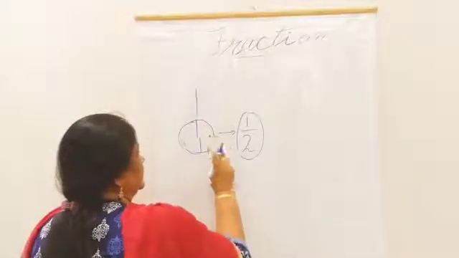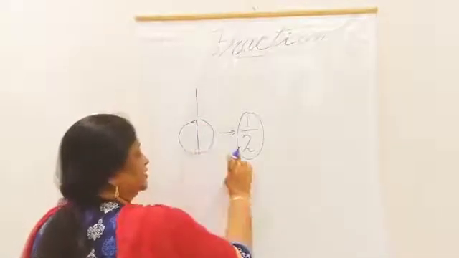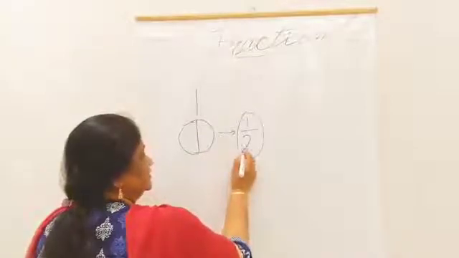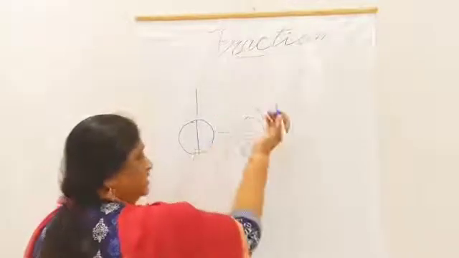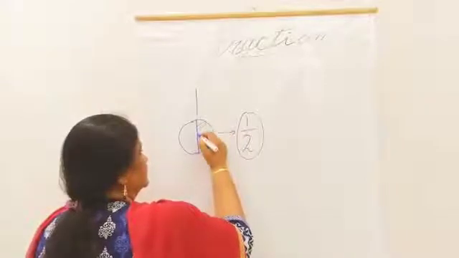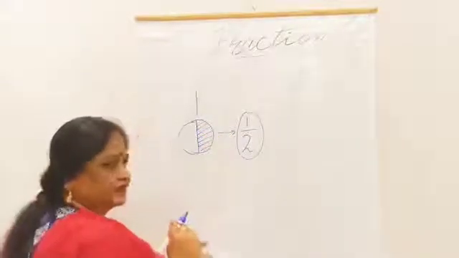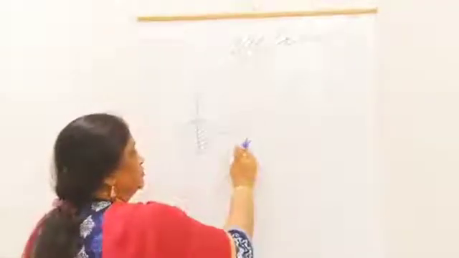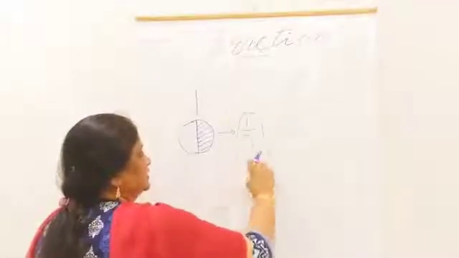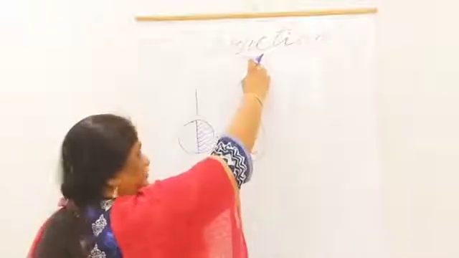So how many parts have I made? Two parts. These two parts are represented here. And how many parts have I taken up? I have taken up one part only. How many parts? One. That means out of two, one. And this way when we represent a number, that is called fraction.